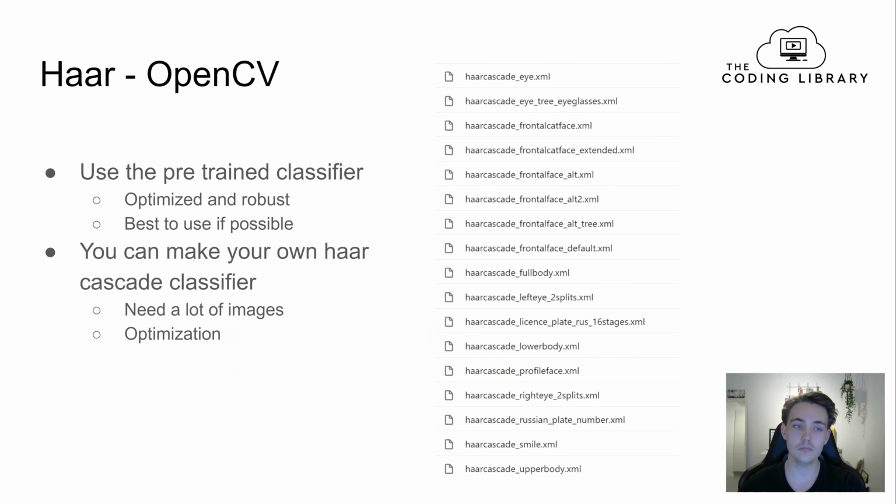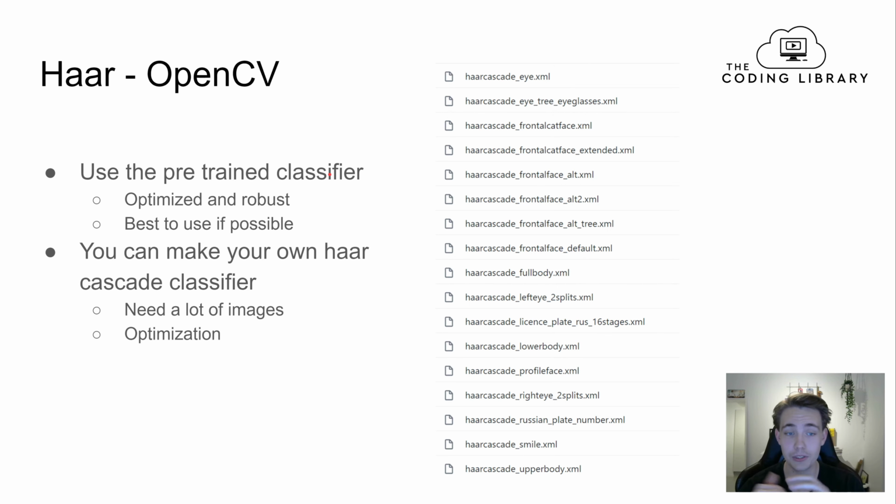So to do Haar Cascade Classifier in OpenCV and actually apply this and do some object detection in OpenCV, there are some pre-trained classifiers that we can use, and they all come with the OpenCV library.